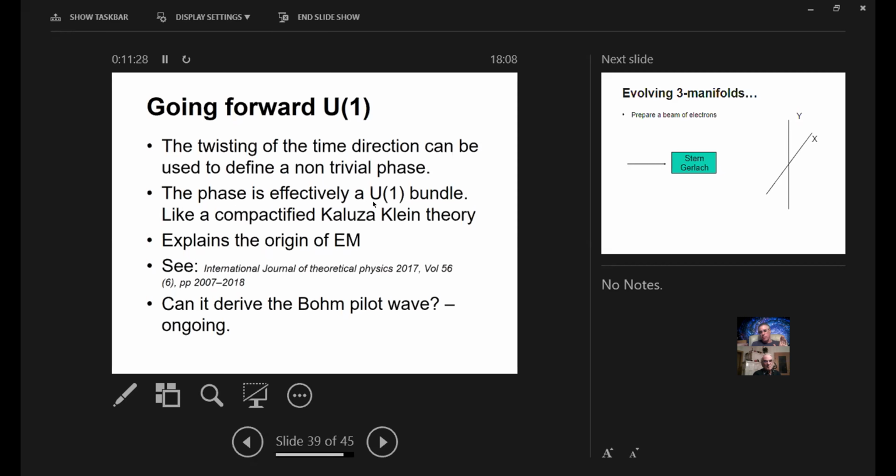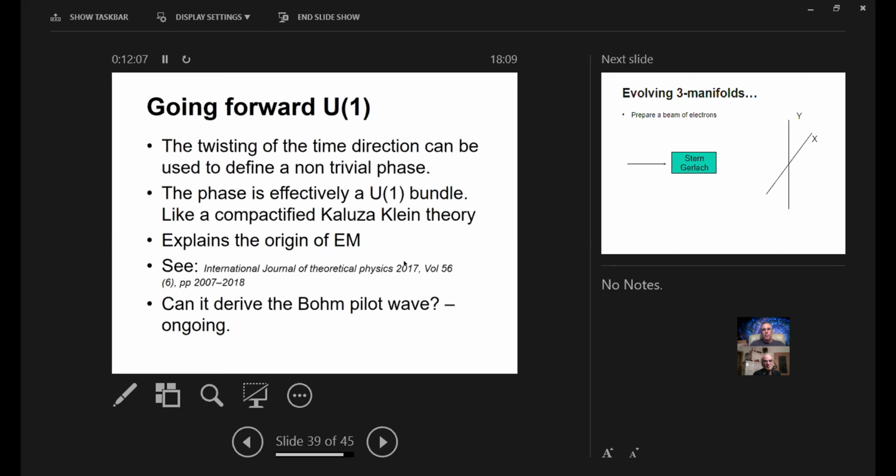And the accumulation of that, the integral of that, is non-zero, non-trivial. Which effectively means you're defining a U1 bundle, like a compactified Kaluza-Klein theory, where you can derive electromagnetism from that, as they do. I mean, with some sort of caveats or puzzles or bits that are not quite dealt with properly, but basically this gives an origin for electromagnetism. What Kaluza-Klein didn't say is why we have this U1 bundle, but I'm telling you why now: we have a time direction, and it's twisting around.